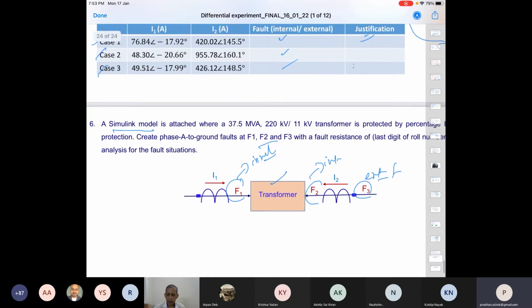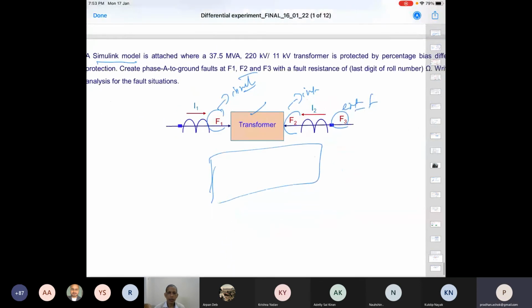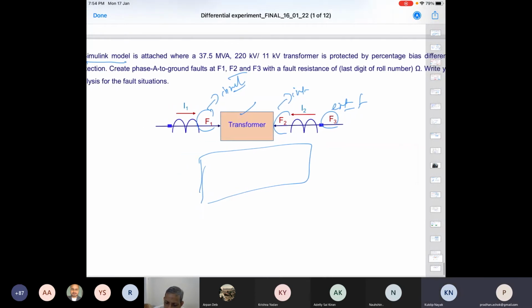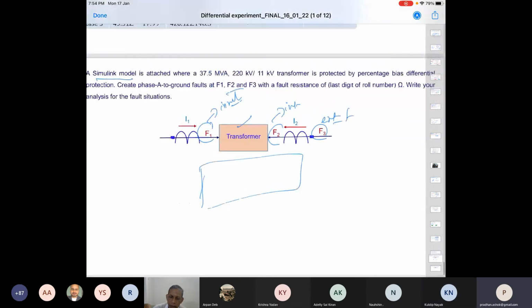And then from there we'll take some observations, and from those observations we'll tabulate. We'll provide the table, what are the things to be filled up. Create the phase to ground fault F1, F2, at least the last digit of roll number. Write your analysis for the fault situations. The last digit of the roll number will be used, for example, for the RF value which will be in this question. Any question, anything is welcome.